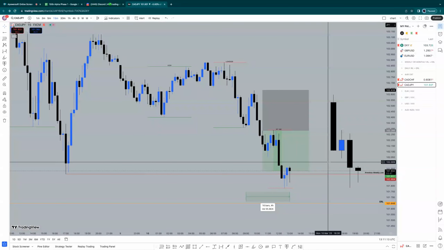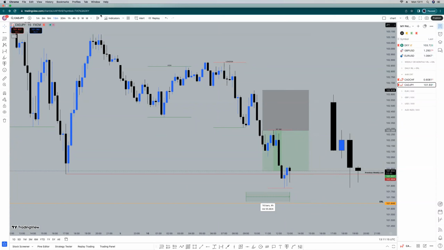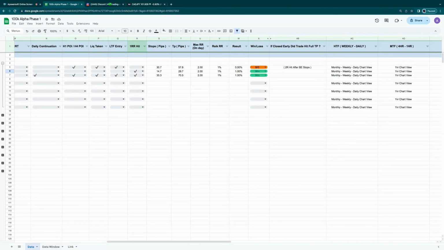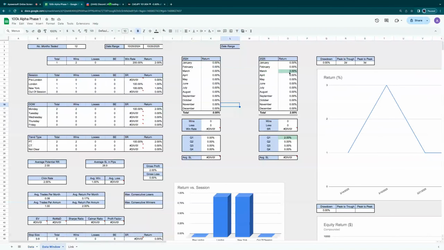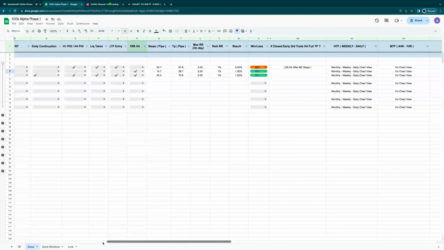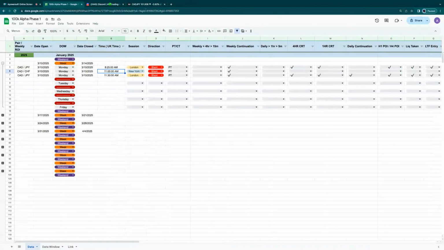So yeah, really, really good trading session. 2% up as I've shown here. 2% up for the day, 2% up for March so far, and 2% up for the new account as well. So that's me done until tomorrow.